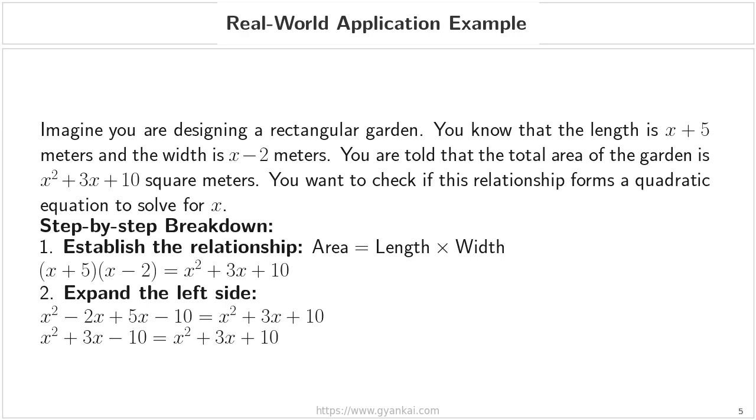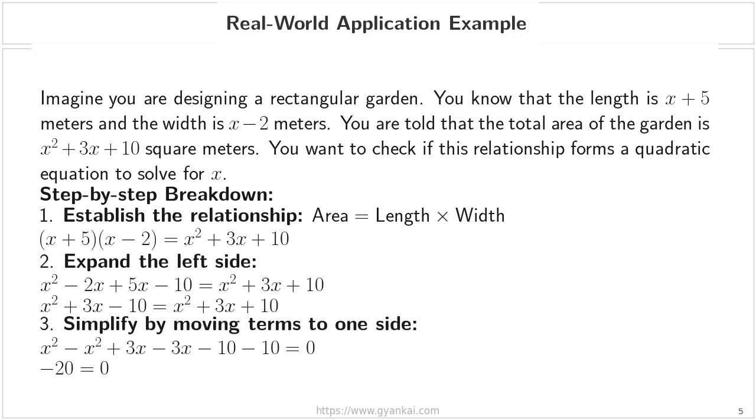Using the distributive property, we multiply the terms in the brackets. When we multiply x by x, we get x squared. Then, we multiply x by negative 2, and 5 by x, and 5 by negative 2. This gives us x squared minus 2x plus 5x minus 10. After combining our like terms, the left side simplifies to x squared plus 3x minus 10. So our equation now looks like x squared plus 3x minus 10 equals x squared plus 3x plus 10.